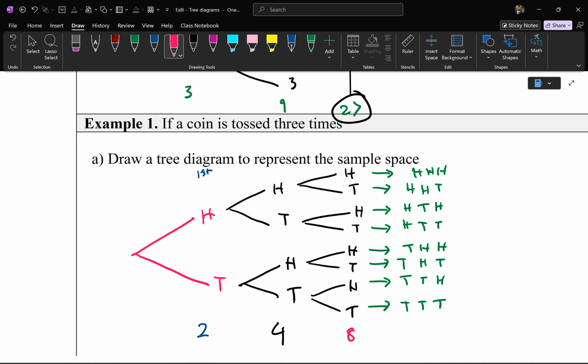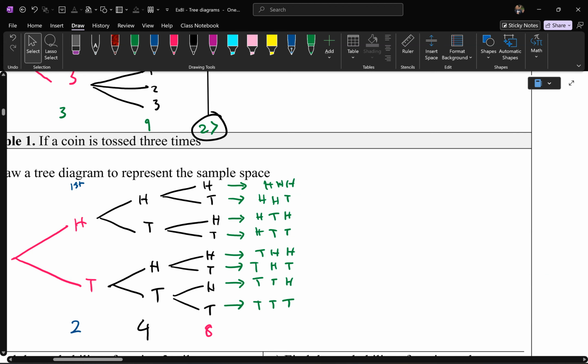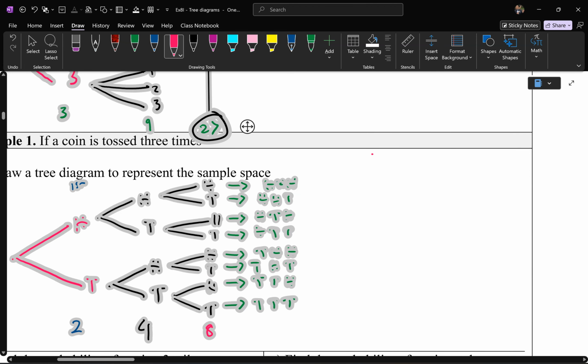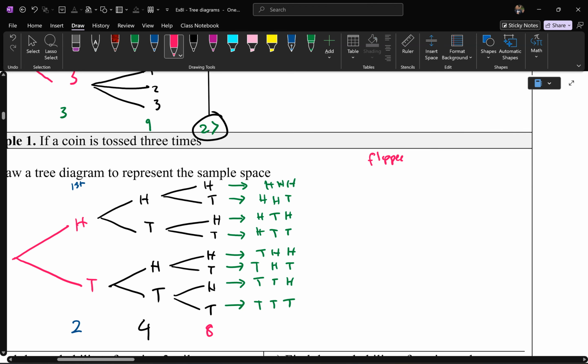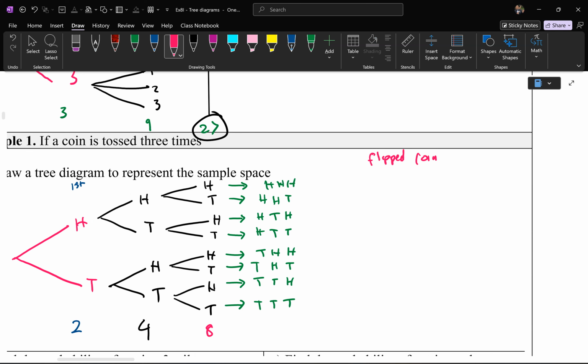Let me test your understanding now. This is a bit separate from it. What if I flipped a coin? So I flip a coin once, and then I rolled a dice. So that's 2 steps. How many options in total can I get? 12. Very good.